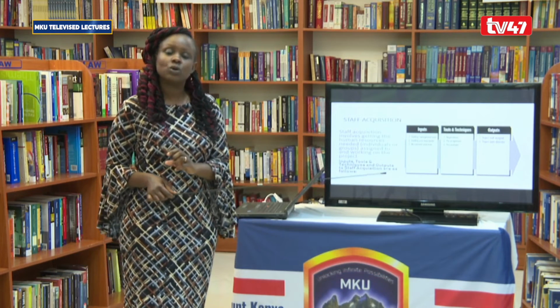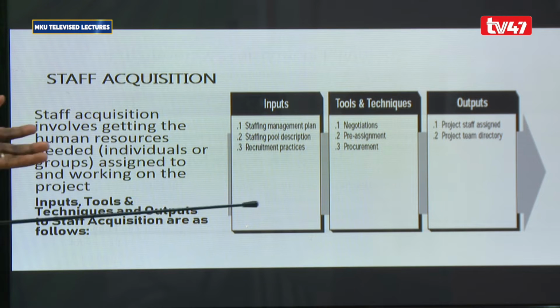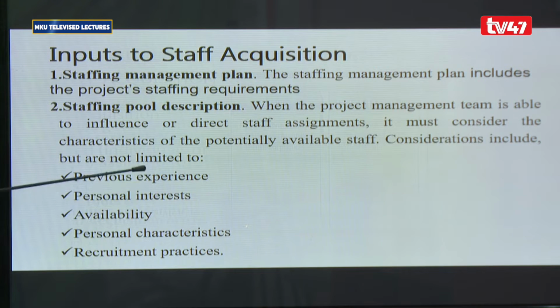In staff acquisition, as our second process of human resource management processes, we are going to be looking at what the input to staff acquisition is, what tools and techniques can help us when doing staff acquisition, and what the output is when we do staff acquisition. What will we have as the output by the end of the day? For the input to staff acquisition, we are going to have the staffing management plan. What does the staffing management plan entail? It includes all the project staffing requirements.